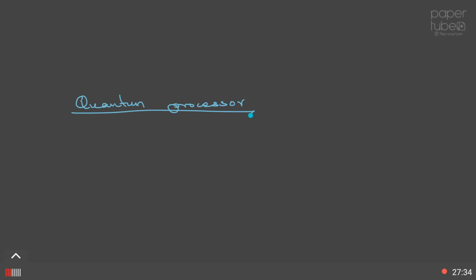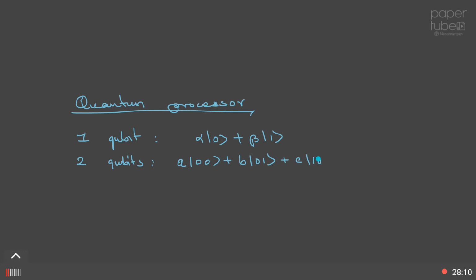So first thing is that we started with a single qubit. And a single qubit was alpha 0 plus beta 1. So what if we have two qubits? Well, it's not all that different from having 2 bits. We can write 2 qubit states as, let's use different letters, A 00 plus B 01 plus C 10 plus D 11.